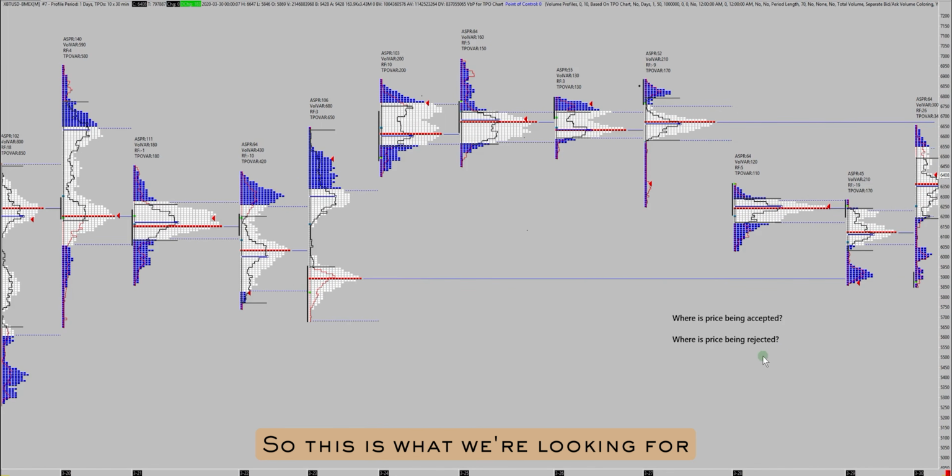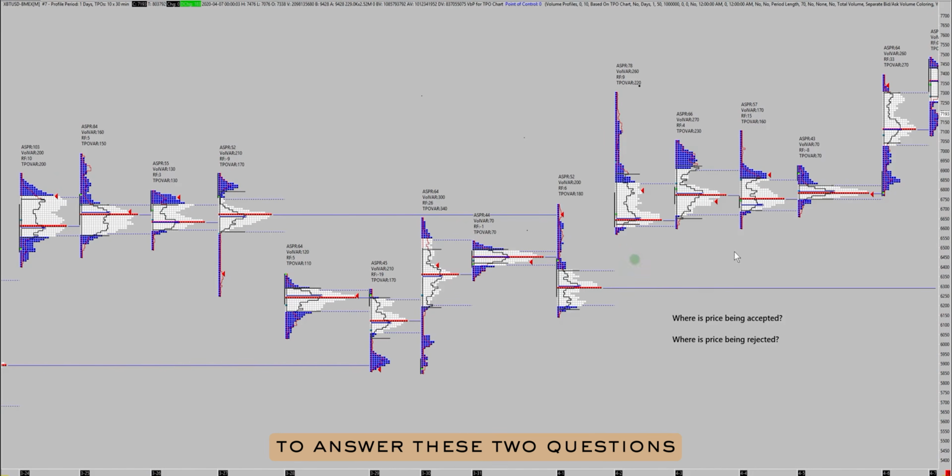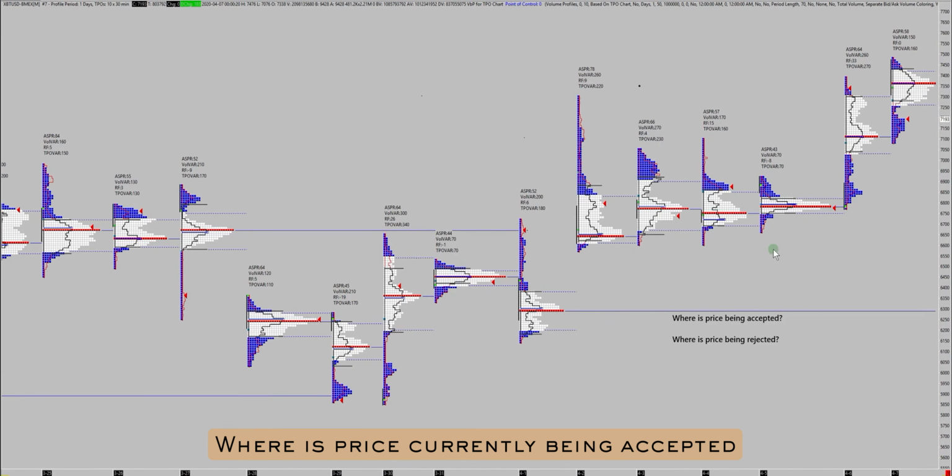So this is what we're looking for when we're looking for developing value. We're looking to answer these two questions: where is price currently being accepted, and where is price currently being rejected?